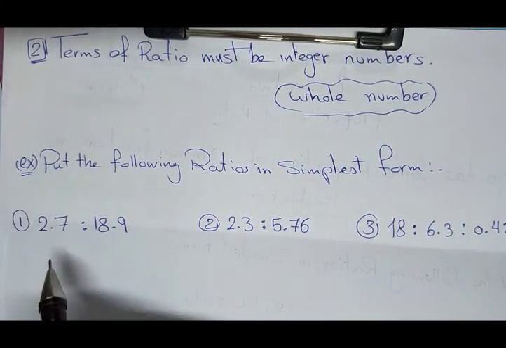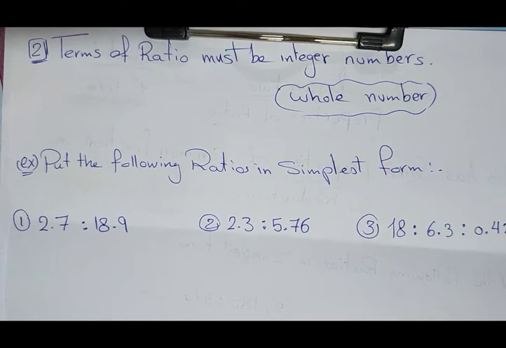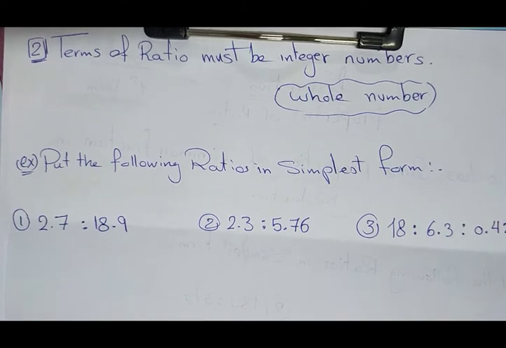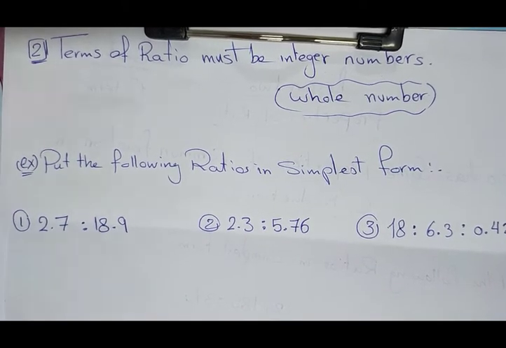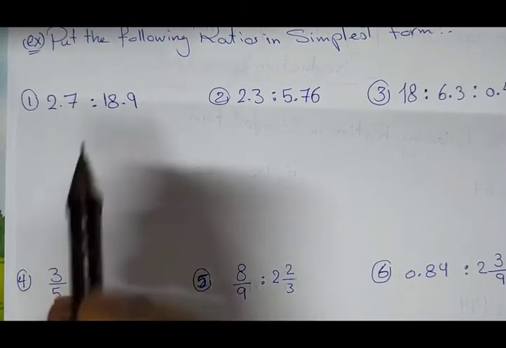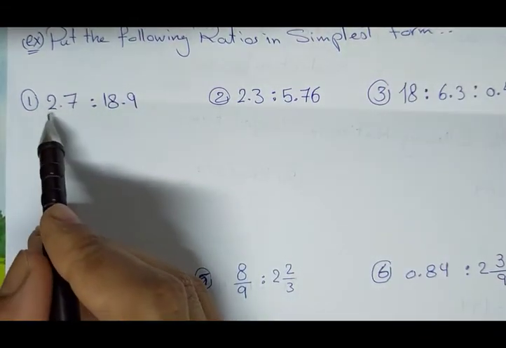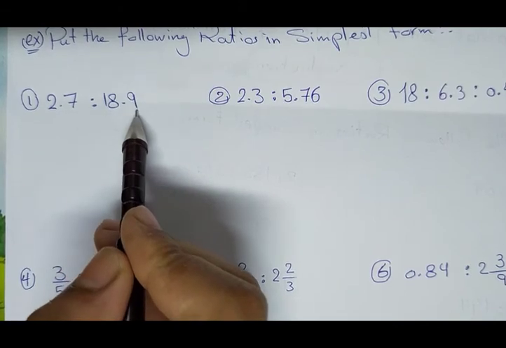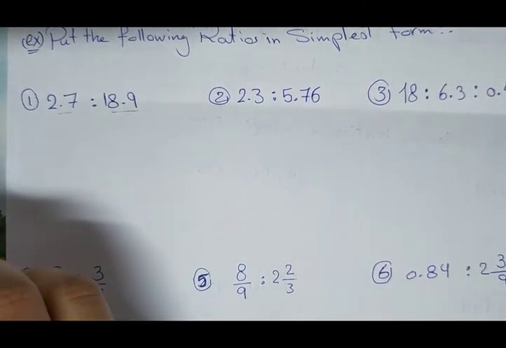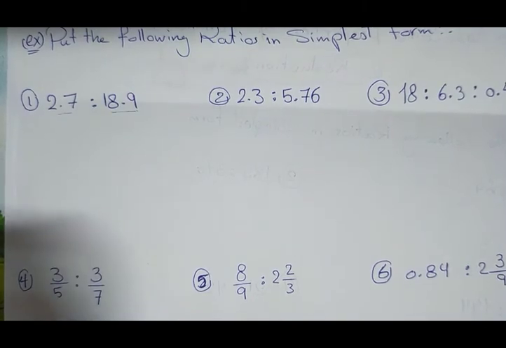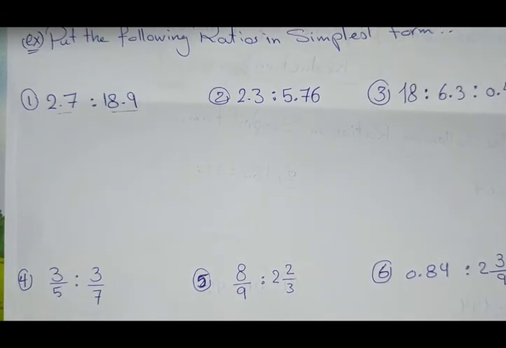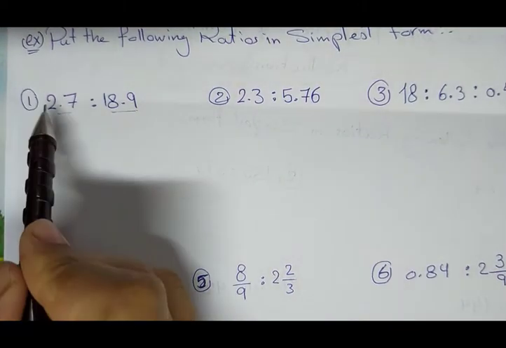If I have a decimal number, how do I solve it? First, convert the decimal number to a whole number. How do I convert it? Look with me. Put the following ratio in simplest form: 2.7 to 18.9. These are decimal numbers. I have a property in ratio that the terms must be integer or whole numbers, so I must convert the decimals to integers. How do I convert it? By getting the point out of the numbers.